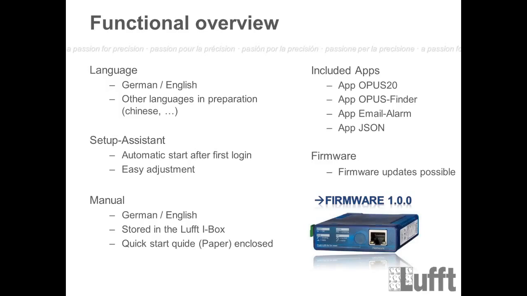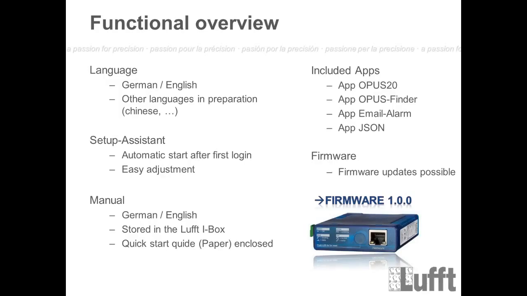Then we have the app which is called Opus Finder, and this app will guarantee that you will find all Opus 20 which are installed in your network. This app is used to search for the Opus 20 modules inside your connected network. Then we have an email alarm app where you can enter your email address, and you can also activate channels with alarm thresholds.